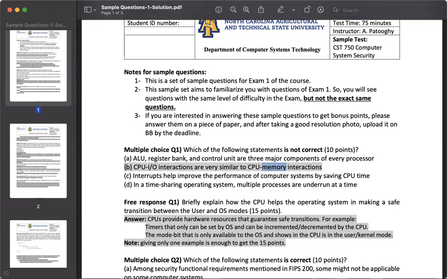So we had a whole slide talking about differences between CPU I/O interactions versus CPU memory interactions. They're not similar at all, and they have a lot of differences. So of course, this statement is not correct.